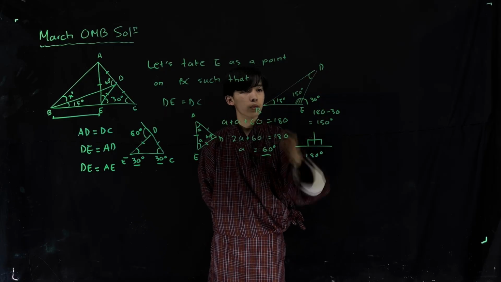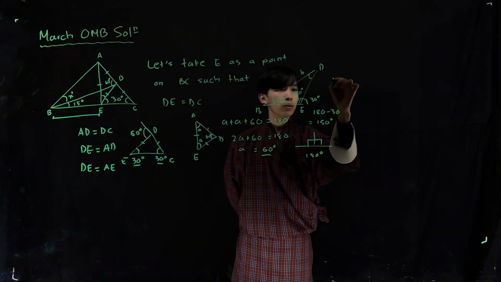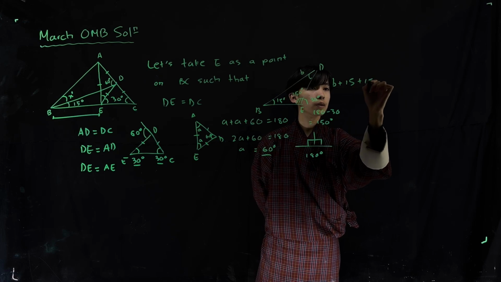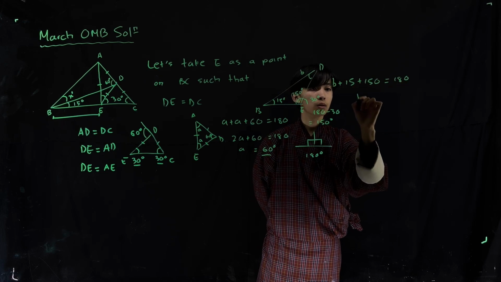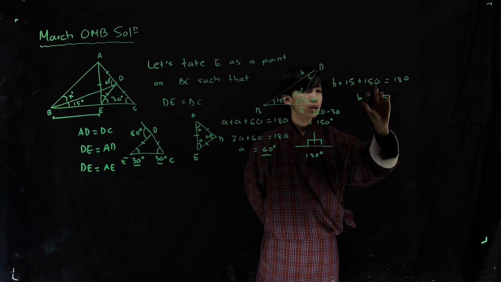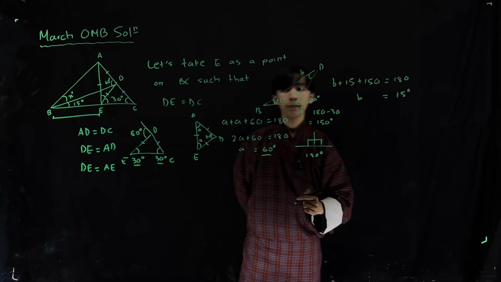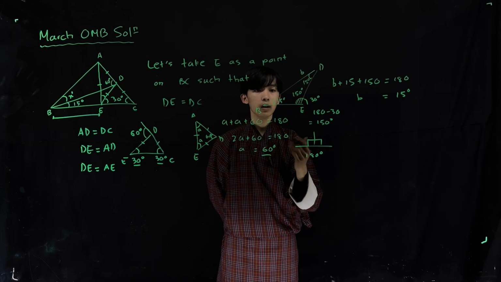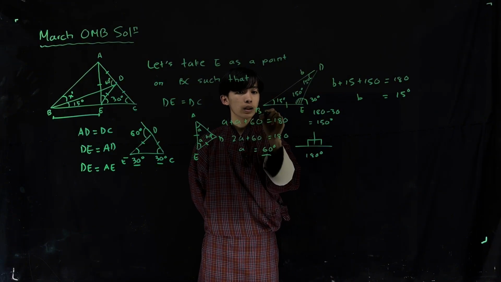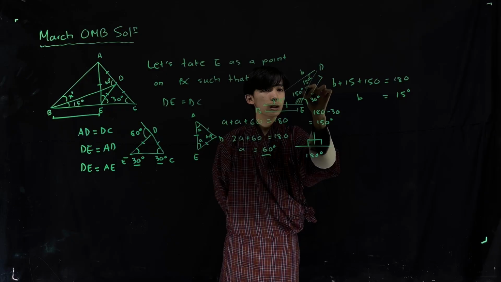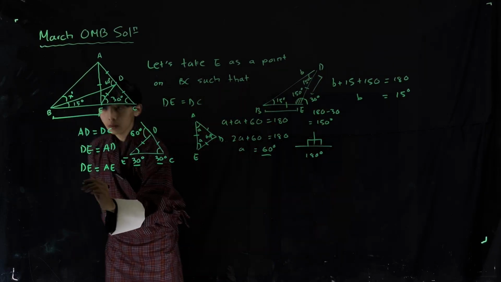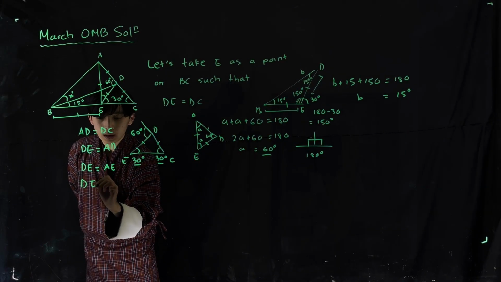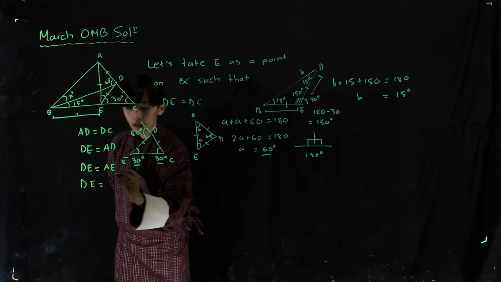And we have an unknown angle over here. Let's say that it is B. We know that the sum of the angles will be equal to 180. So B plus 15 plus 150 is equal to 180. When we take this sum to the other side, B will be equal to 15 degrees as well. Now, if the two base angles are the same, we have an isosceles triangle, which means that the side BE is equal to the side DE. So we can see that DE is equal to the side length BE.